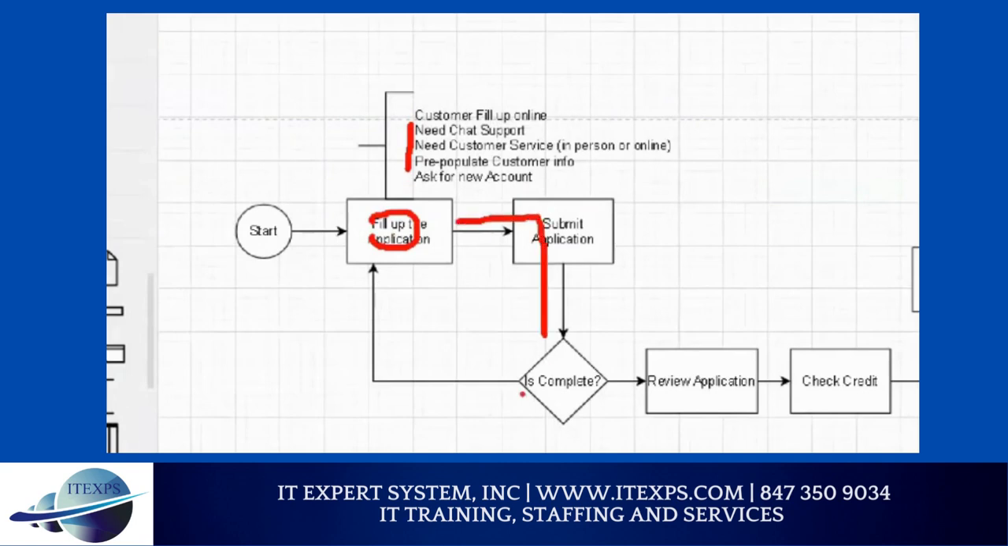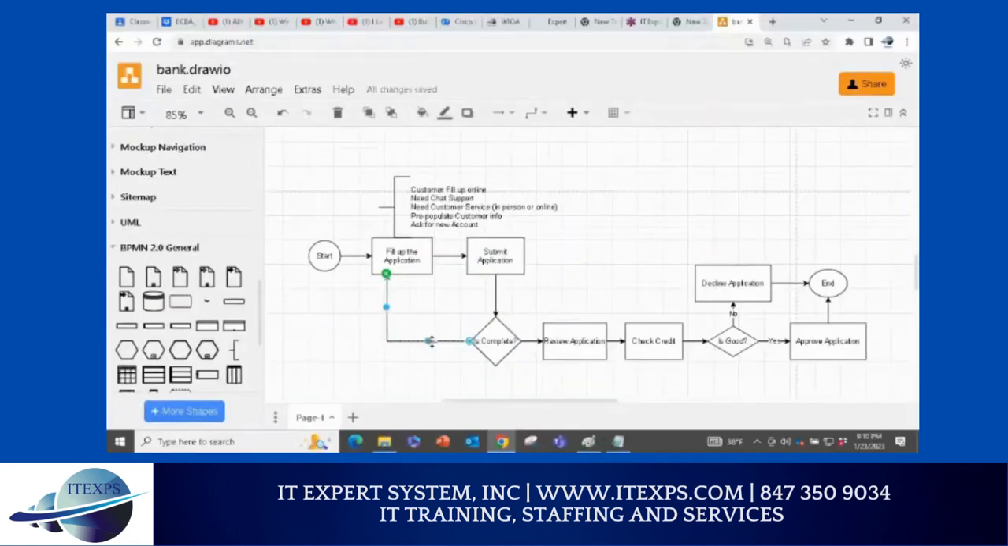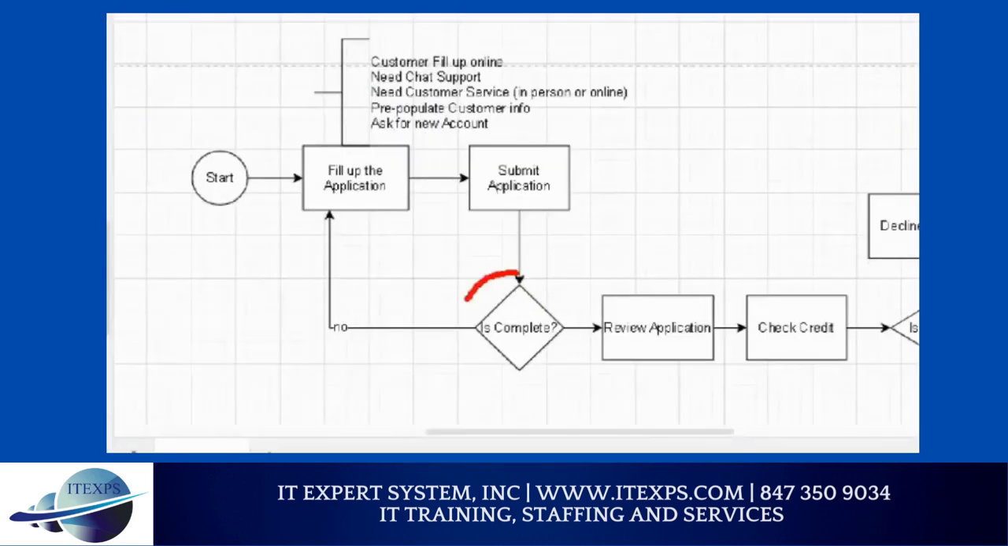Now they submit the application and it's going here. When you go here, is it complete? I'll say the answer is no. So let's say the answer is no. So the question is, how many applications are not completed? What percentage of applications are rejected? Let's say you're getting 40% applications rejected. What are you going to do now?